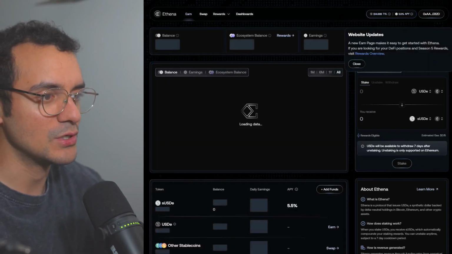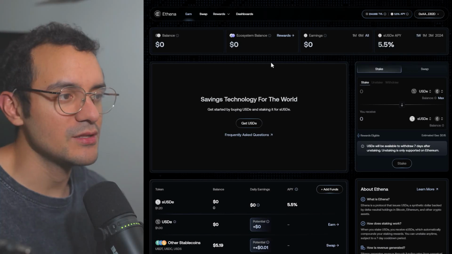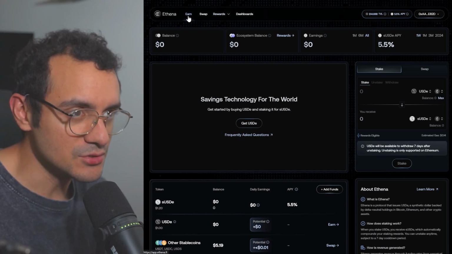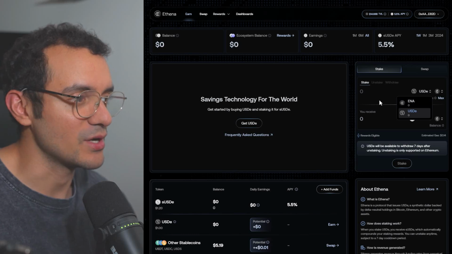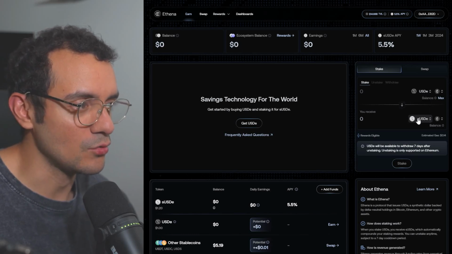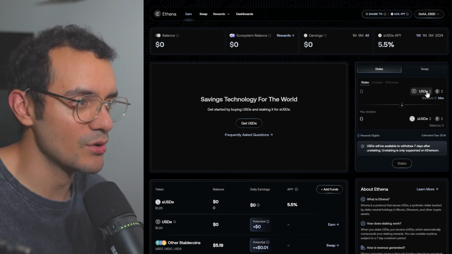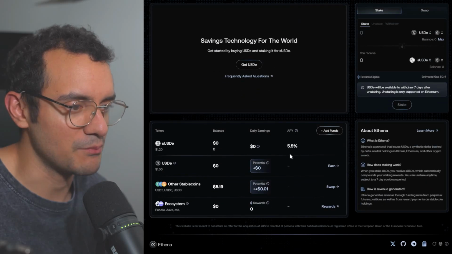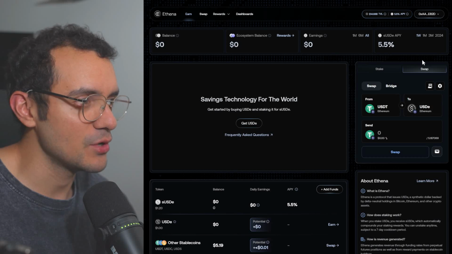So now I'm going to click on launch app, and it's going to show us this dashboard. Very easy to use actually. And now we're going to connect our wallet here. So in Ethereum, we have three options. We have the earn section, swap, and rewards. In the earn section is where you're going to supply USDe or ENA tokens to get the liquid token called sUSDe. This is actually a very good way because once you stake your USDe, you're going to earn passive income. Okay, it's going to give you an APY probably of 5.5%. That's kind of good.